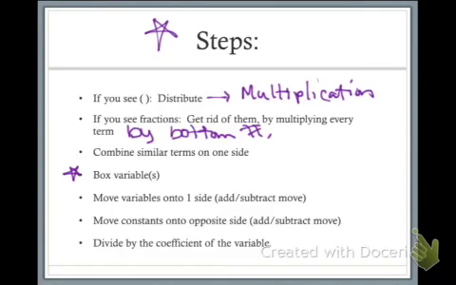So after you move your variables onto one side and you move your constants onto the other side, you really should have a variable term on one side, a constant term on the other, and then the last thing that you will always do is to divide by the coefficient of the variable so that you solve for the x or the y, whatever that variable is. So let's look at these steps in action.